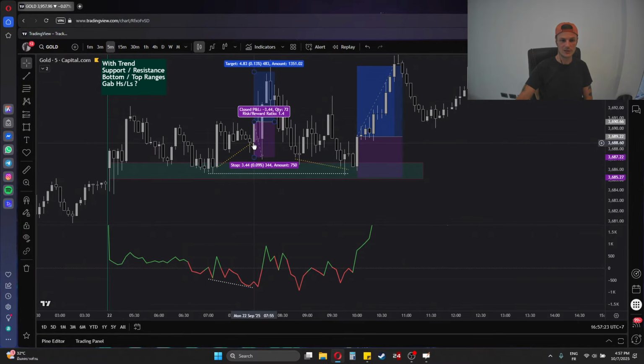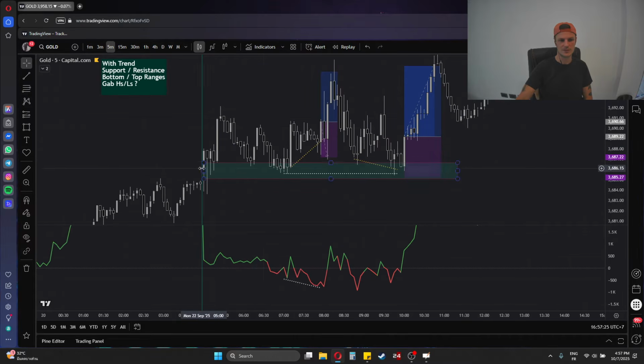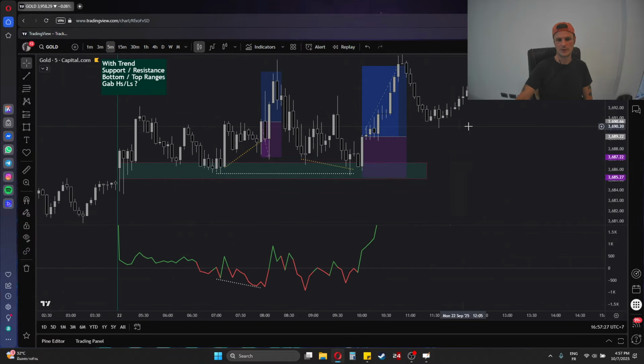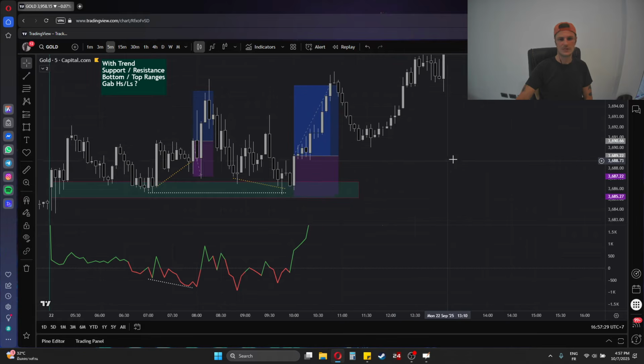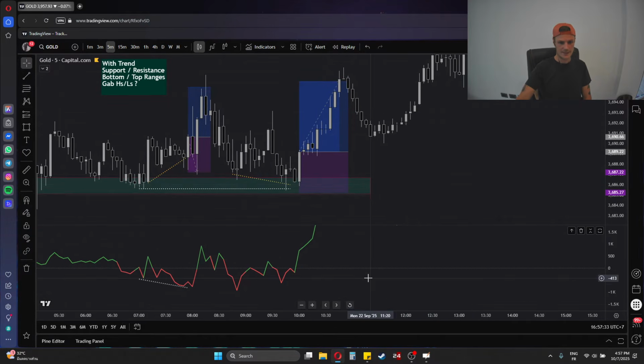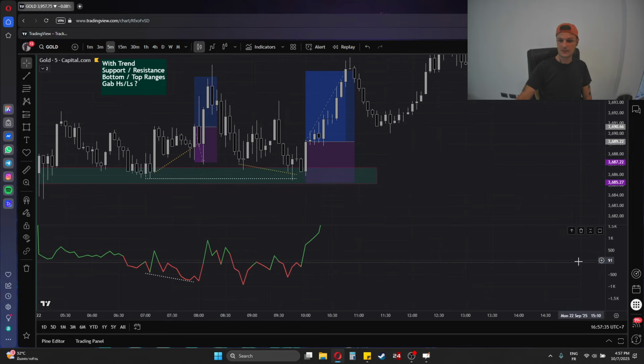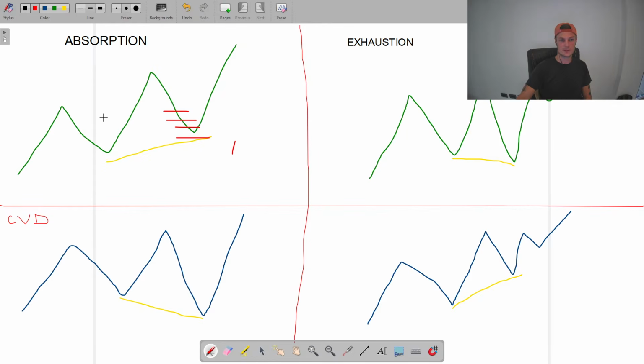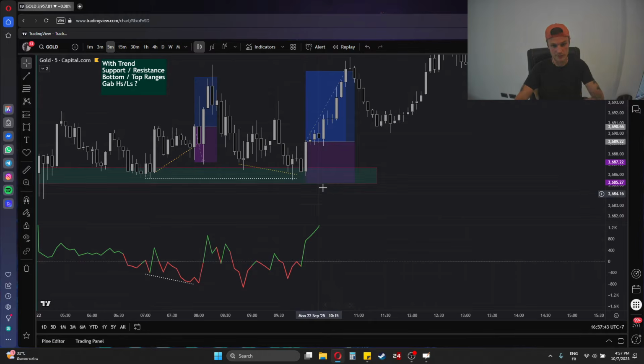But actually longing from here, was it the best, considering this was a better area of support? That's fine. Okay, so an example for a loss. So I don't want you to show you only a perfect trade. Here we have the second example. So we had absorption. That was the first trade, and exhaustion. So let's look at what exhaustion looks like on the charts.